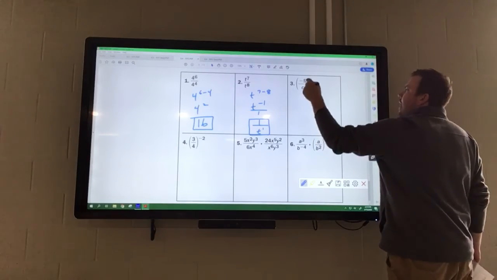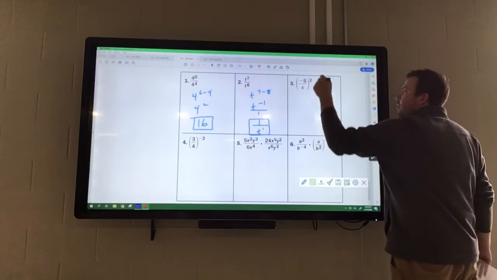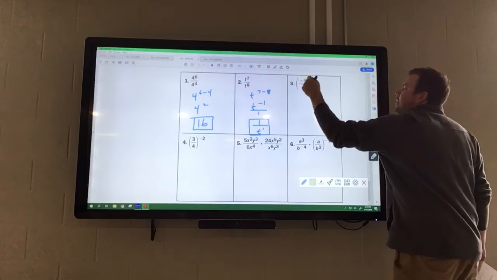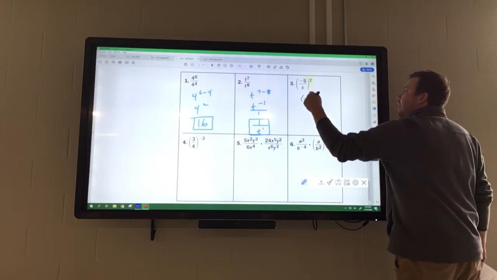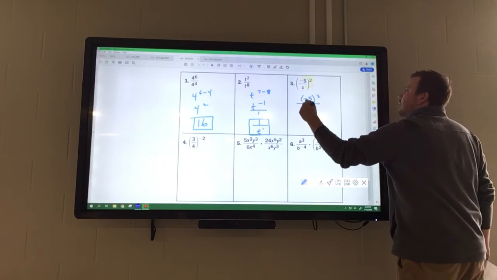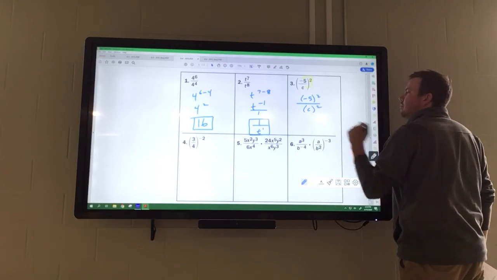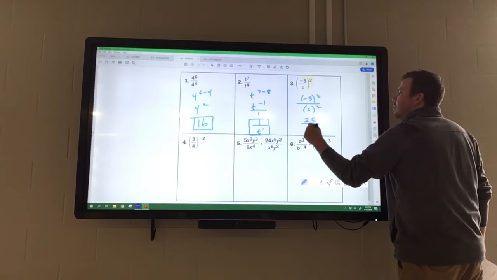Here we're raising a fraction to a power, okay, so we're going to need to apply that square to the negative 5 and to the c. So we end up with negative 5 squared over c squared, which gives me 25 over c squared.